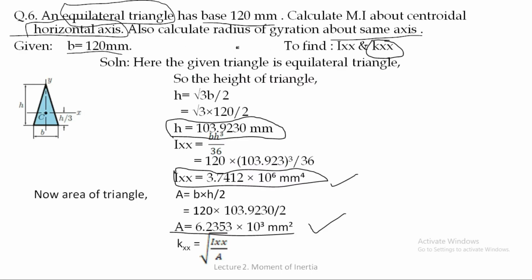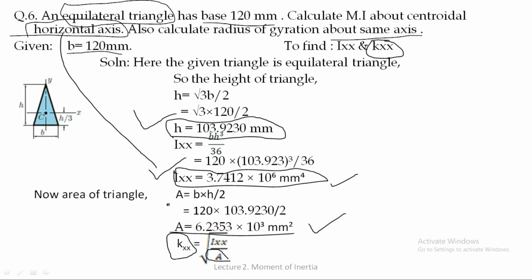Once again, remember what we have done. First of all, the height of the triangle was not given, so we first found the value of the height of the triangle. Then we found the value of the moment of inertia about the horizontal centroidal axis. Why the horizontal axis? Because the question asked to find the value about the horizontal axis only. Then we found the area. Why area? Because to find the radius of gyration, we need the area.